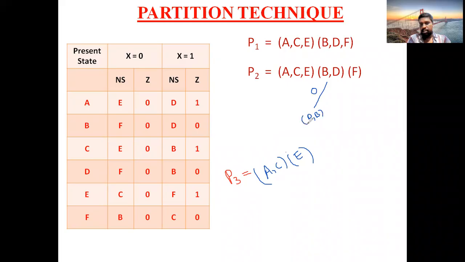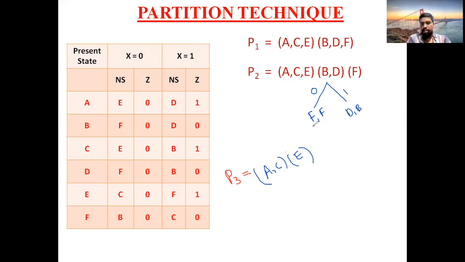Okay. And one successor value of B comma D is B comma D. Sorry, small mistake. Zero successor value is F comma F. One successor value is D comma B.